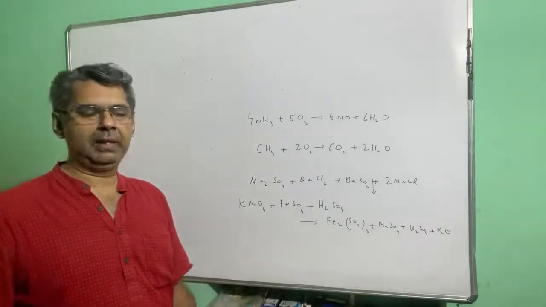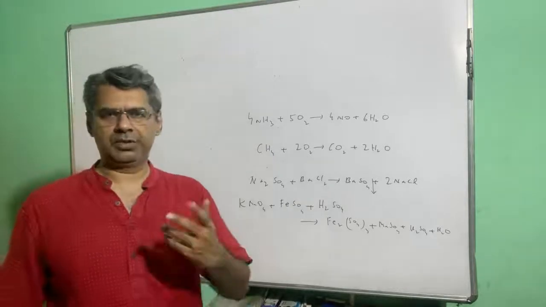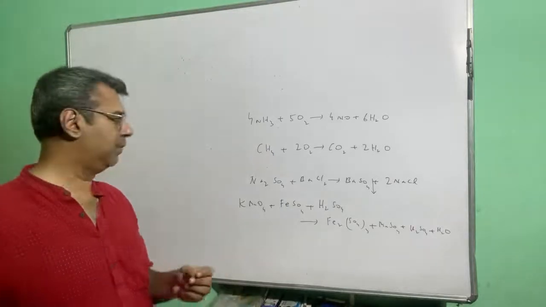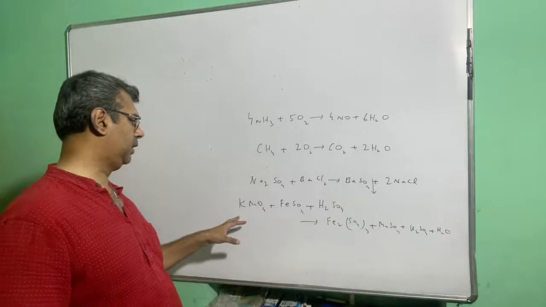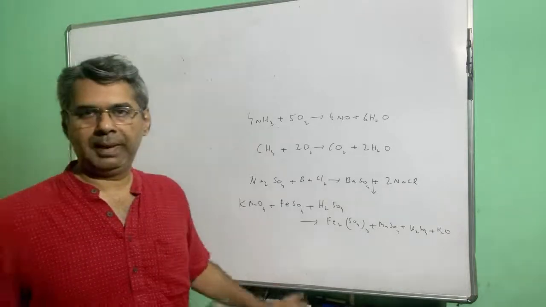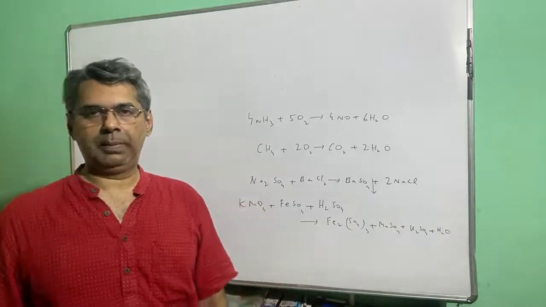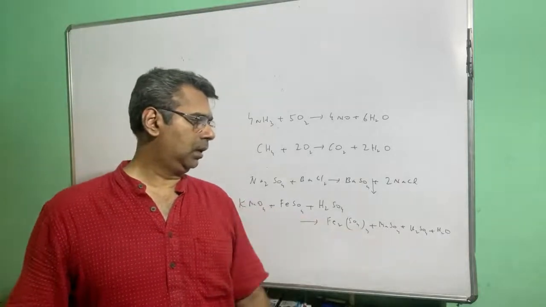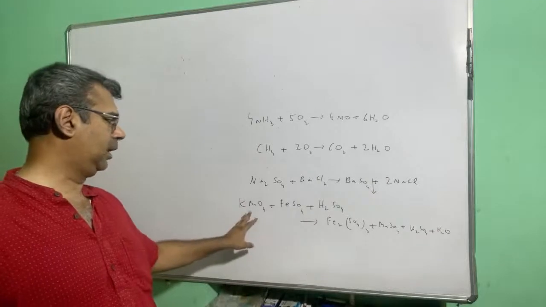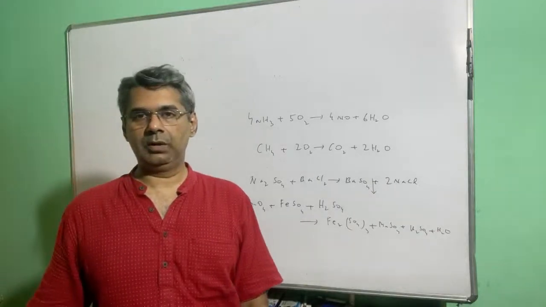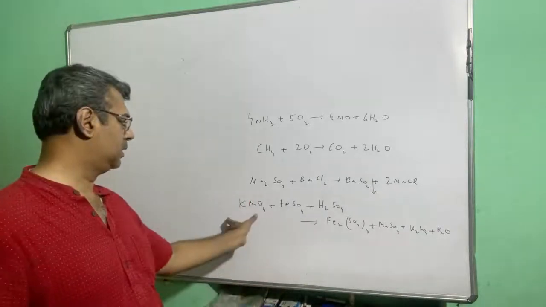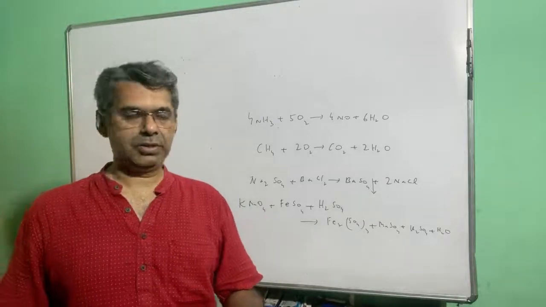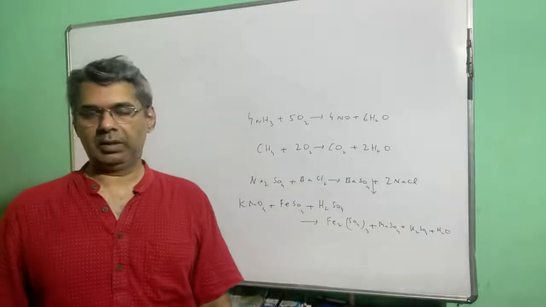Now why have I said that this is an extreme example of redox reaction? What is the reason? First of all, in this reaction, KMnO4, potassium permanganate, is undergoing reduction, and FeSO4 is undergoing oxidation. So this is the compound which is undergoing reduction. This is the compound which is undergoing oxidation.